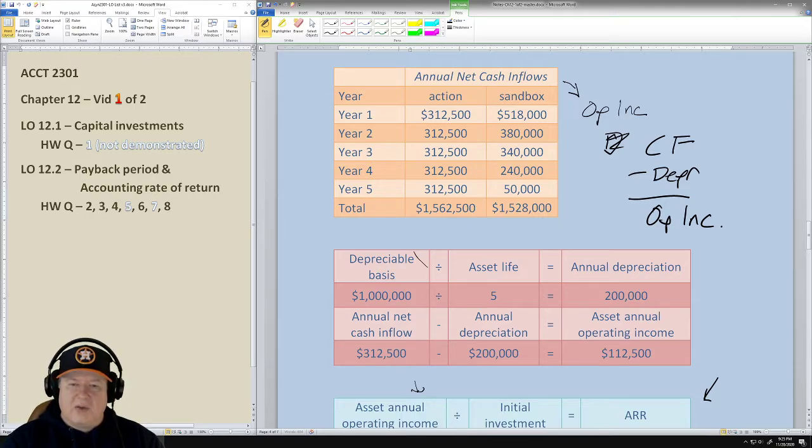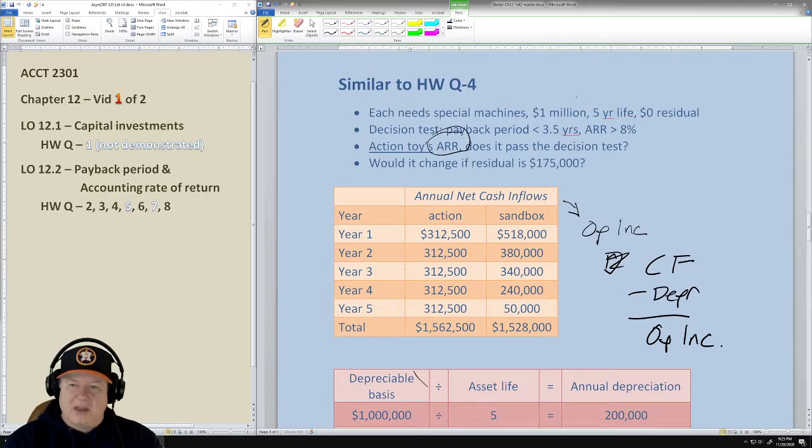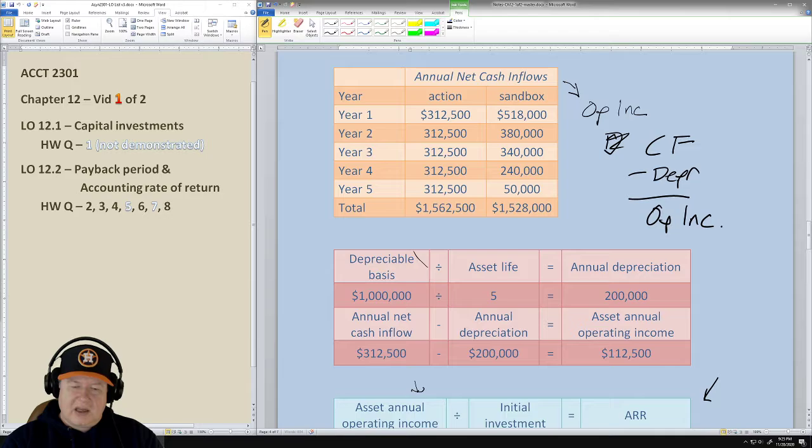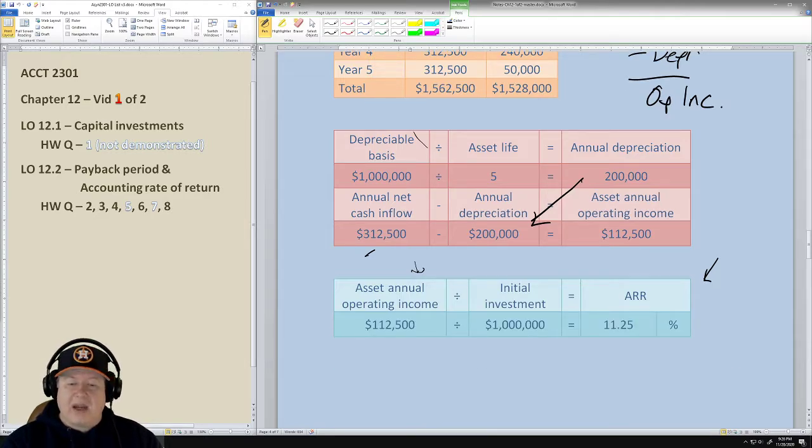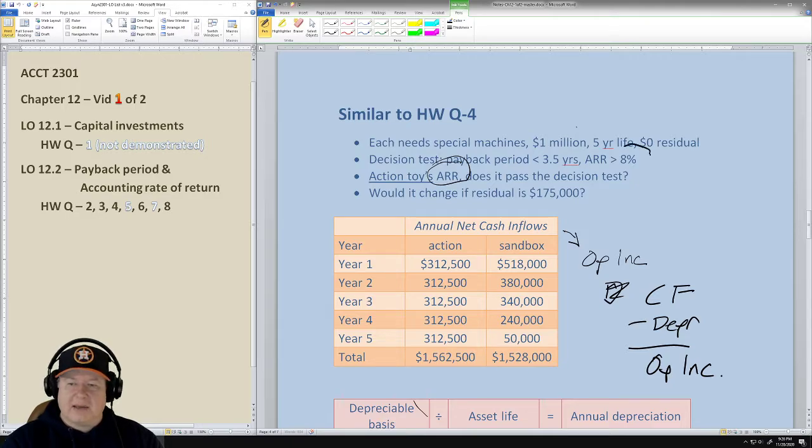So now we're going to need this 1 million, with zero residual and the 5-year life. So we take the depreciation amount, the 1 million, divided by 5, is 200,000. And just like I said, we take the cash flow, all the years are the same here, 312,000 minus the 200,000 of depreciation. And so the actual operating income is 112. So notice that the operating income is different from the cash flow by the amount of depreciation. Now that we have operating income, we can divide it by the initial investment and we get an ARR of 11.25. Now, is that above our 8%? Well, yes, it is above 8%.